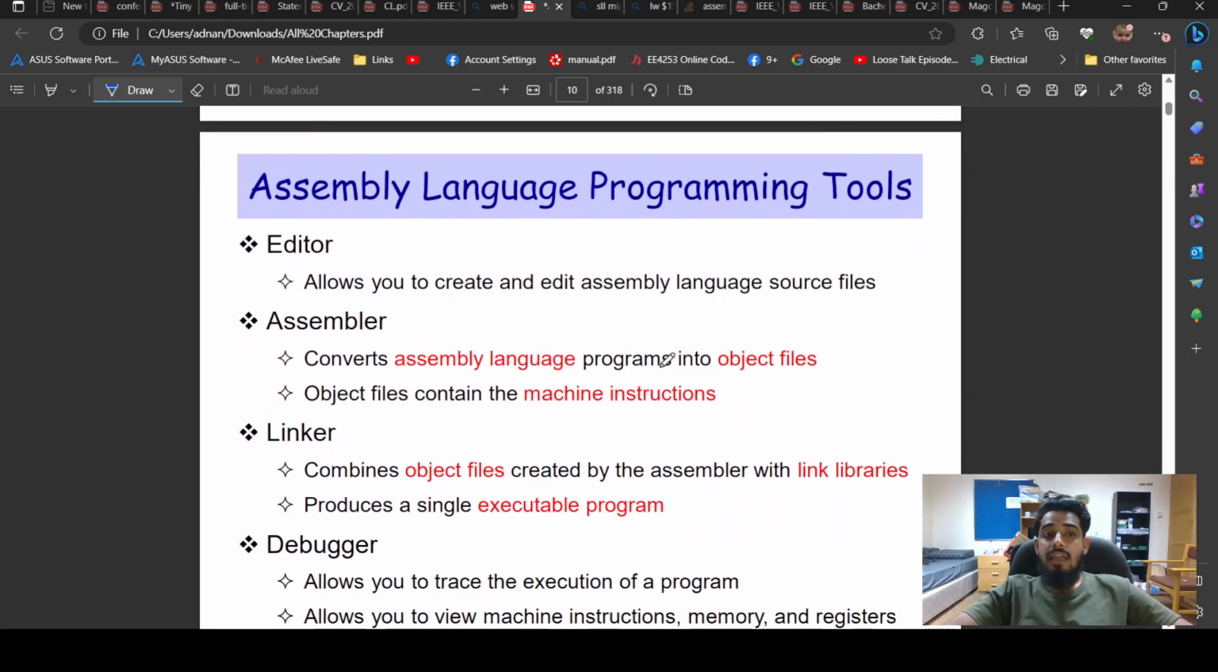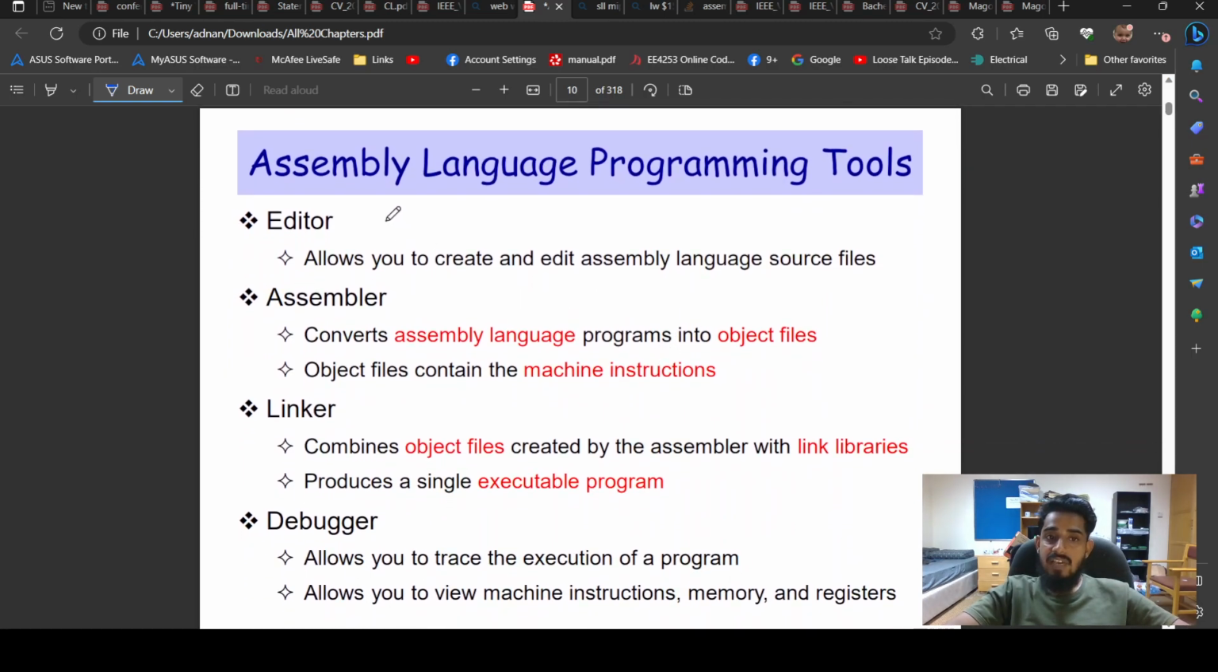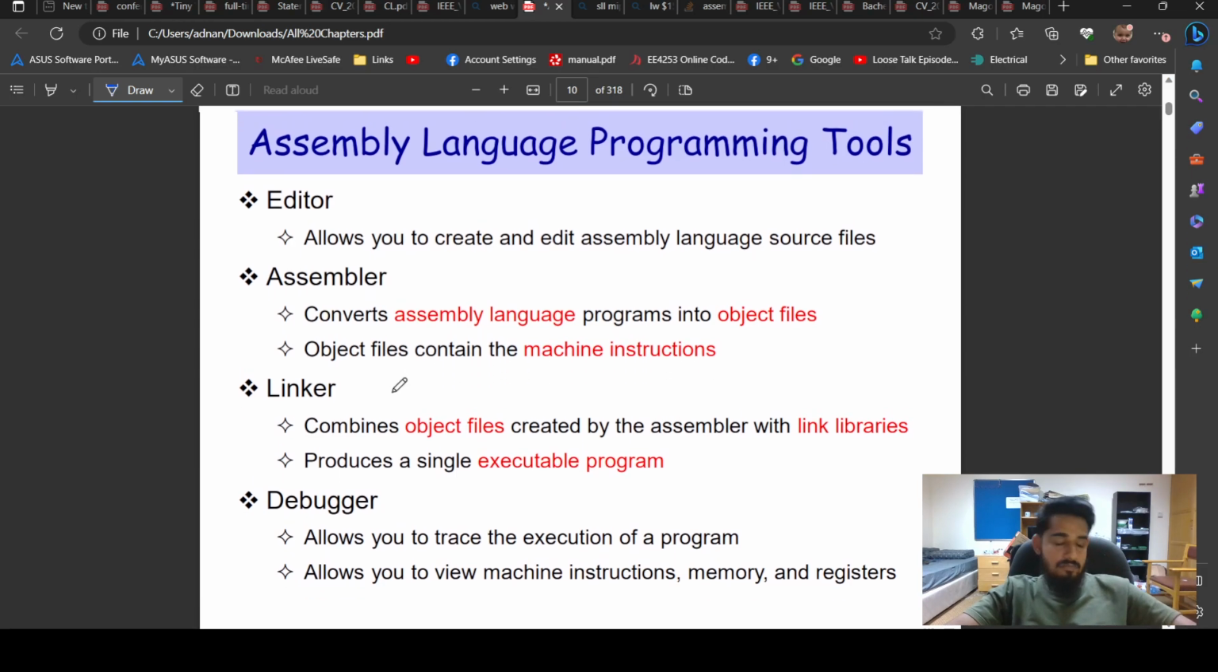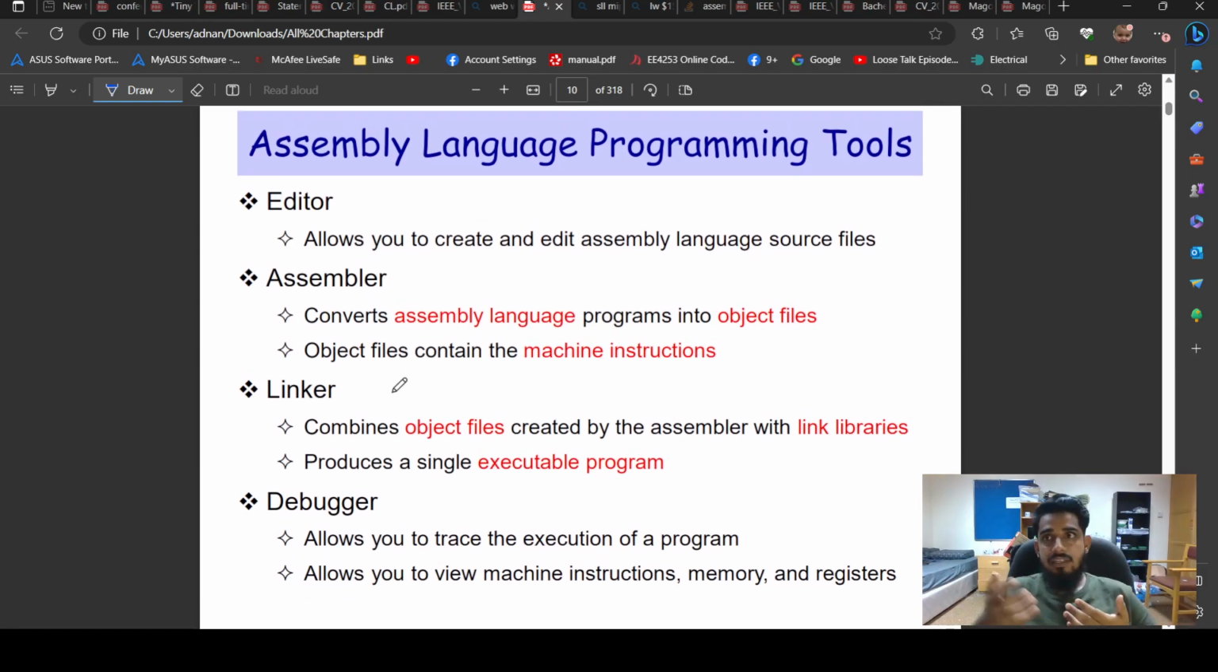In assembly language, we have an editor, an assembler, a linker, and a debugger. Being programmers, we know the editor. The editor is where we write our code. For MIPS, we have Proton. For high level languages like C and C plus plus, the previous one was Dev. For C sharp, we have different tools. For Python, there is IDLE. These are known as editors.